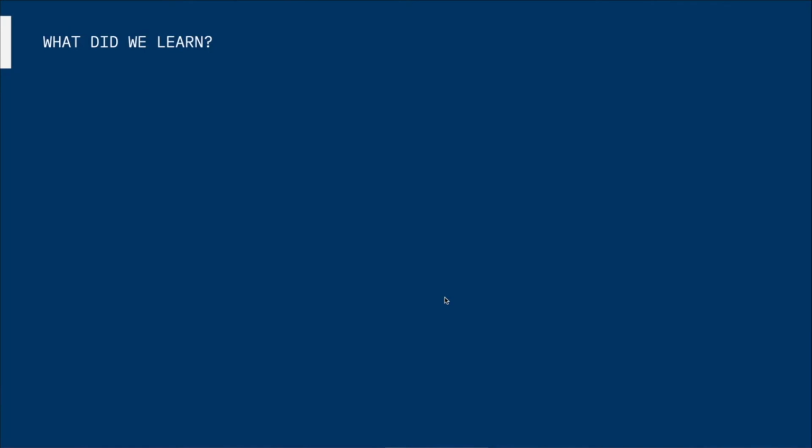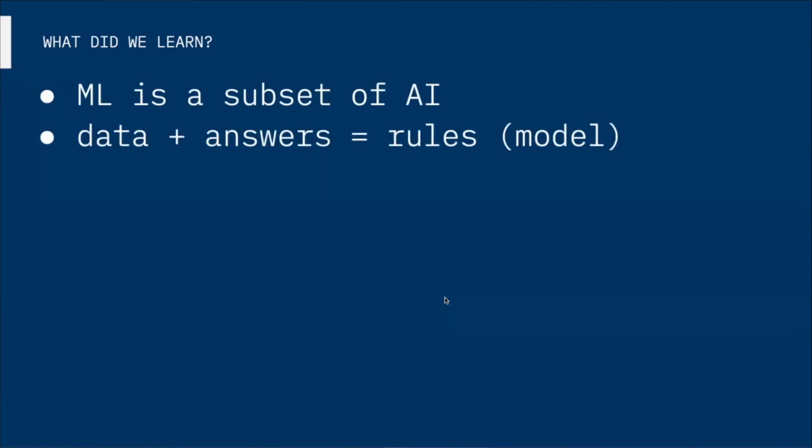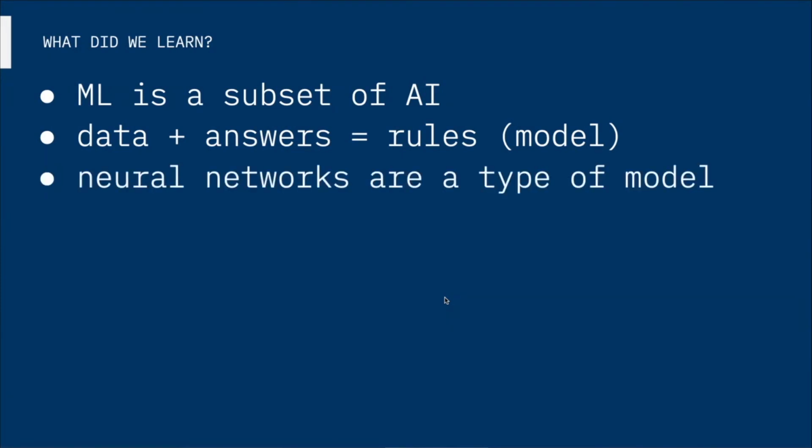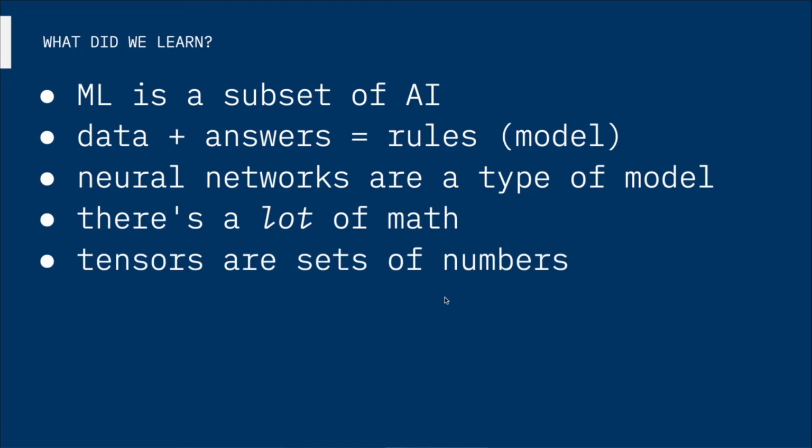So to recap, this was a whirlwind. We're about to get to the Q&A. What did we cover today? Machine learning is a subset of artificial intelligence. It works by taking data and answers, structured data, and giving you the rules in the form of a statistical mathematical model. Neural networks are one type of machine learning model, but there are many others. Neural networks just happen to be really good at identifying things within a specified domain. And there's a lot of math. Did I mention there's a lot of math?